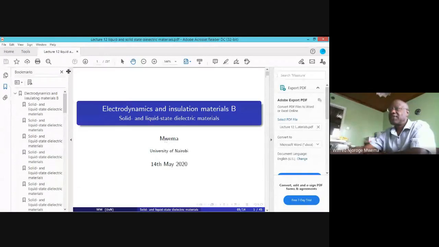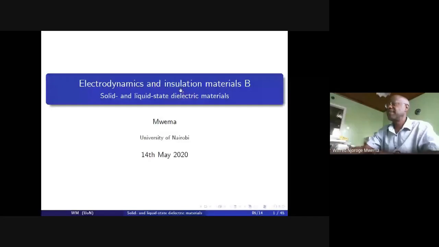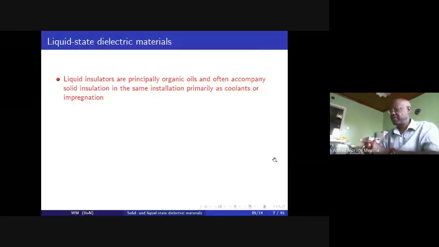So we'll go through this now and look at the solid state and liquid state dielectric materials. We'll start with the liquid state materials. The liquid insulators are principally organic materials or organic products, and often accompany a solid insulation in the same installation, primarily as coolants or for impregnation. That is, you can have paper as the solid dielectric, but then you improve its properties by immersing it or filling it with hydrocarbon oil, to make the dielectric strength of that paper much better as an insulation material. That's what we call impregnation. You have heard of oil being used in transformers, especially by the KPLC, and this is usually used as a cooling material because of the I²R losses that happen inside the transformers.